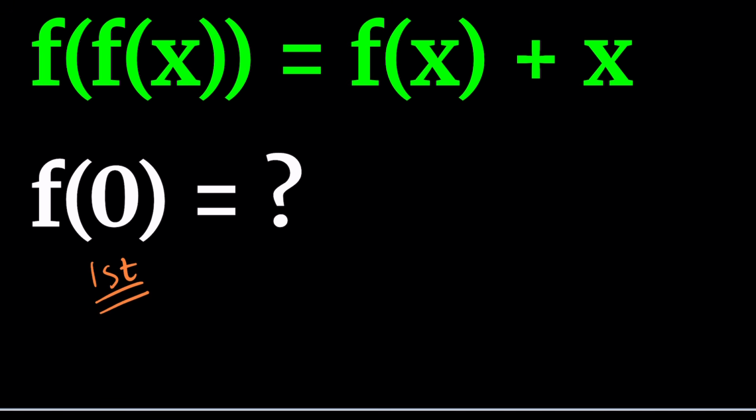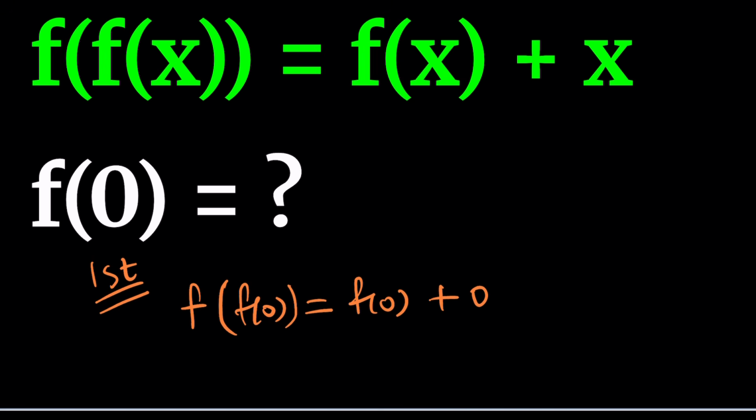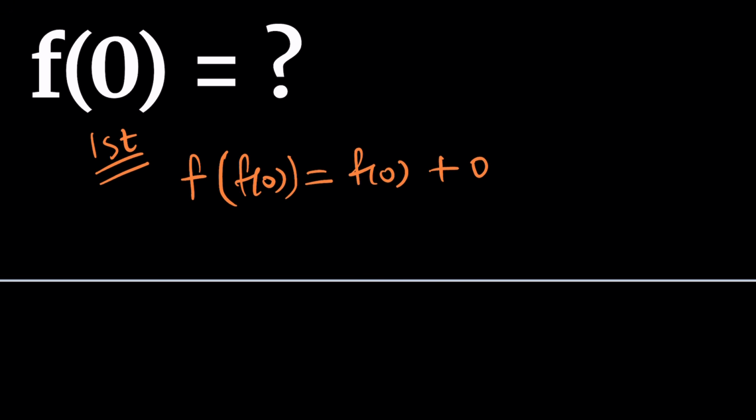For my first method, I'm going to go ahead and replace x with 0, okay? That kind of makes sense, doesn't it? Because we're looking for f of 0, and if you replace x with 0, you're going to get that somehow, right? So from here we get f of 0 is equal to f of 0 plus 0. Great. Now we don't know what f of 0 is, so let's go ahead and set f of 0 equal to something. How about setting f of 0 equal to a? If we can solve for a, then that will be the answer, right?